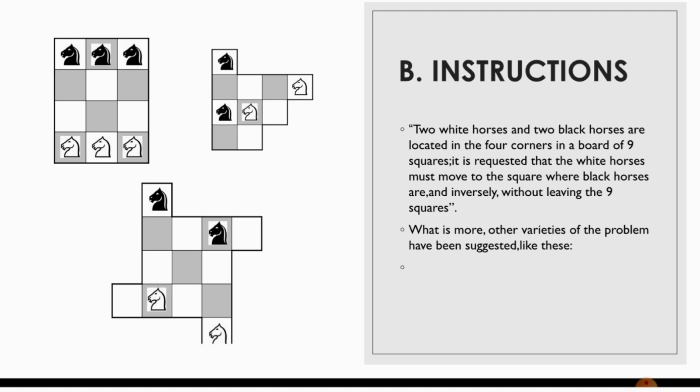Instructions about the game. 2 white horses and 2 black horses are located in the 4 corners of a board of 9 squares, and it is requested that the white horses must move to the squares where the black horses are, and inversely, without leaving the 9 squares. What is more, other varieties of the problem have been released, like this one.